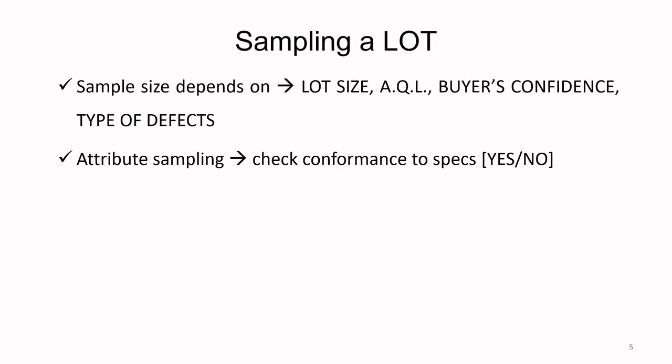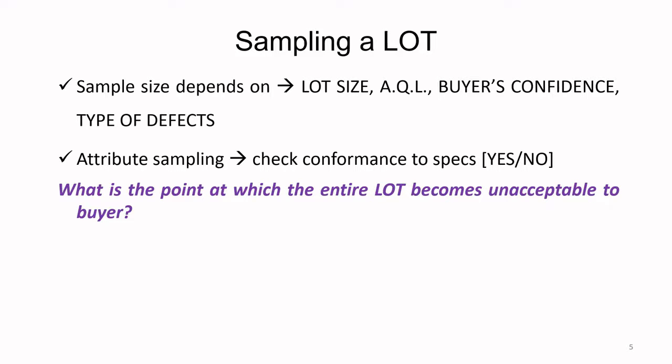Now, attribute sampling is one such term, in which we check the conformance to the specifications. So, attribute can be something like, let's say, measurement is one such attribute. So, if you are sampling only for measurements, then we are going to check whether the garments are conforming to the measurements or not. That is attribute sampling.